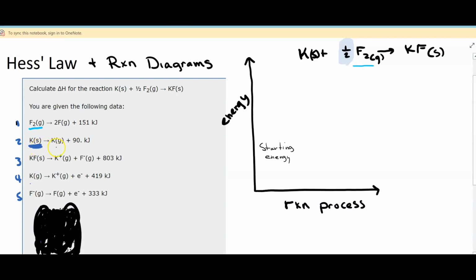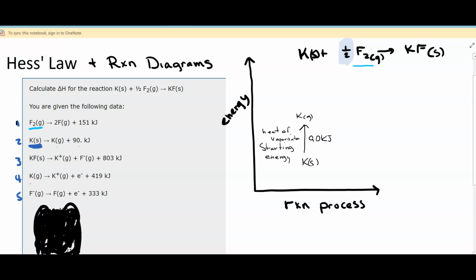Let's start with the potassium, and since the potassium is equation number 2, we see that for potassium solid to turn into potassium gas, we need to plug in 90 kilojoules of energy. That's to take potassium solid and turn it into potassium in a gaseous form. That's known as the heat of vaporization.